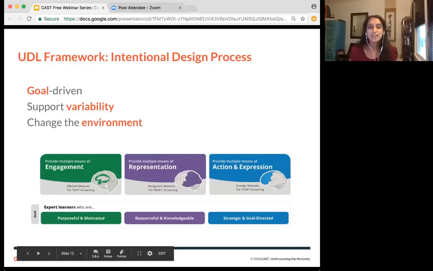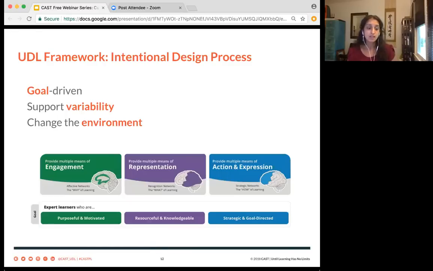So one of the things that I think is so brilliant about the UDL framework is that it gives you a lens to think about the things you're already doing and analyze, like, what else could I be doing to make this more flexible or more comfortable for more learners?